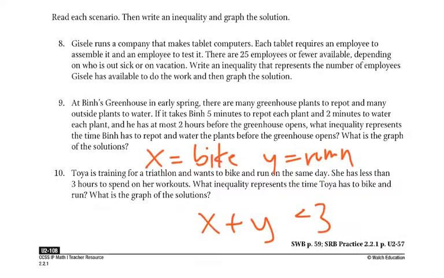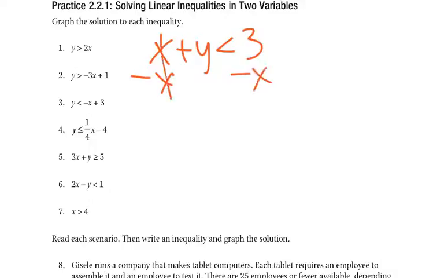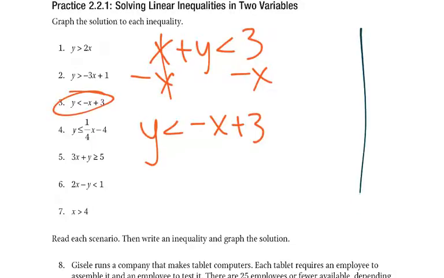Okay, so let's turn this one into a slope-intercept form. So x plus y is less than 3. So to do that, we'd subtract the x from both sides. That would give us y is less than negative x plus 3. Hey, we already did that guy, didn't we? So we graph it. Y-intercept of 3, slope of negative 1 over 1x. So we go down 1 to the right 1.